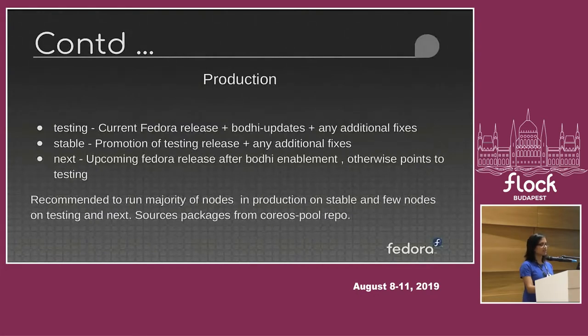And then there's the next stream. Next is for tracking the new upcoming features. Fedora has right now Fedora 31 upcoming. So next should track Fedora 31 after the branching happens and Bodhi updates are enabled. Otherwise, it's not of much use because we don't have any next coming, so it will be mostly testing, you can say. And these are the three streams which are recommended to run in production.